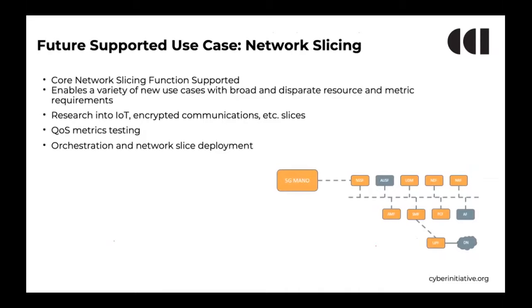The modularity and scalability that network slicing introduces to 5G is massive. With network slicing, we enable a variety of new use cases with broad and disparate resource and performance requirements. Interactions of network slices dedicated to use cases such as IoT, smart farming, and military communications can be researched. Quality of service metrics can be determined and tested for the variety of use cases presented. Research into orchestration and deployment can enable creation of 5G networks of any size and purpose. Next slide.